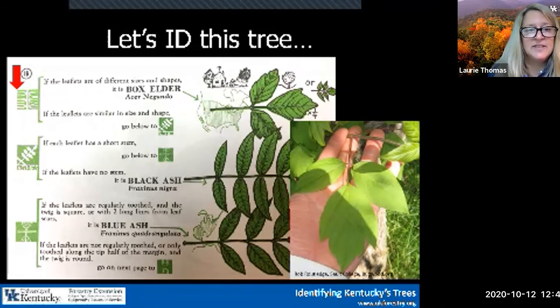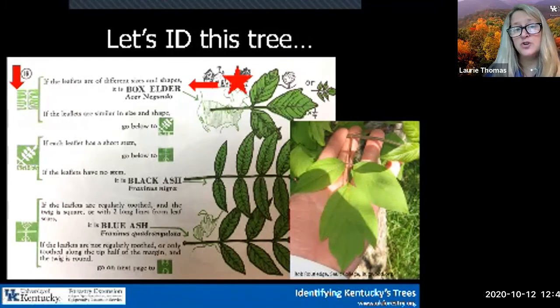And it asks if the leaflets are of different sizes and shapes, or if the leaflets are of similar size and shape. Well, when we look at our sample here, these are clearly of different sizes and different shapes. In fact, this one's got lobes on it, and this one right here does not. And this top leaf is actually larger than those two on the side. So we have a box elder, our Acer negundo. It is one of our maple trees, and it's a maple that has a compound leaf.